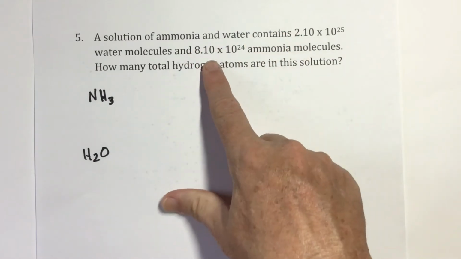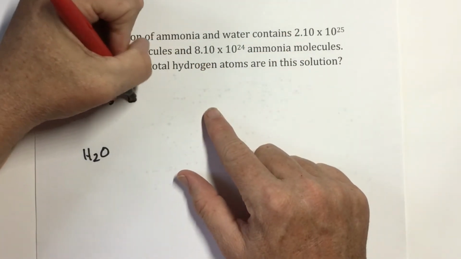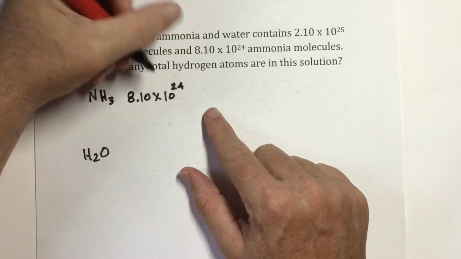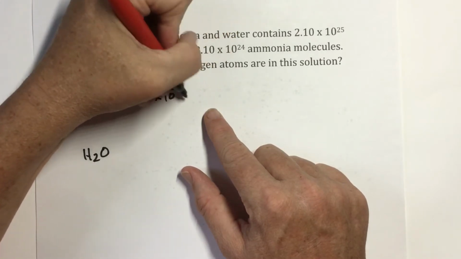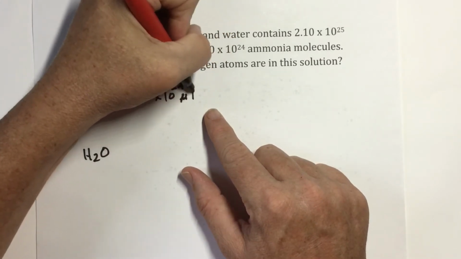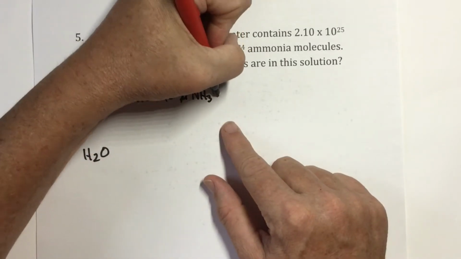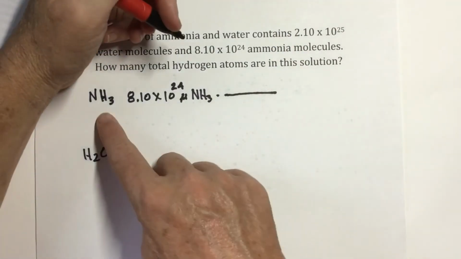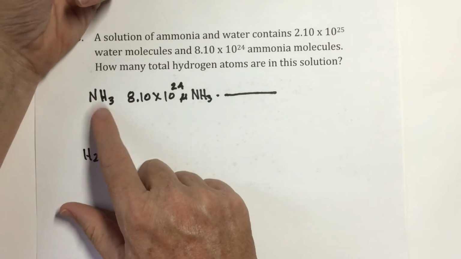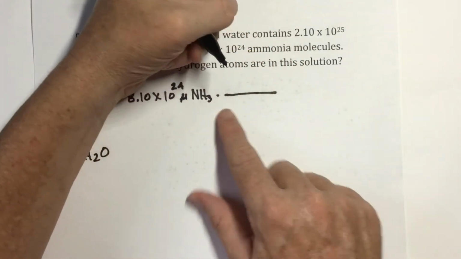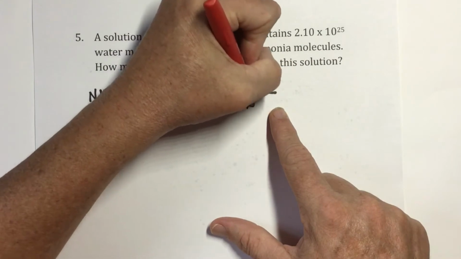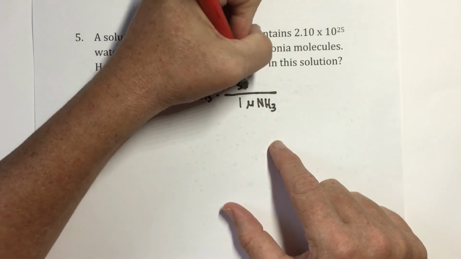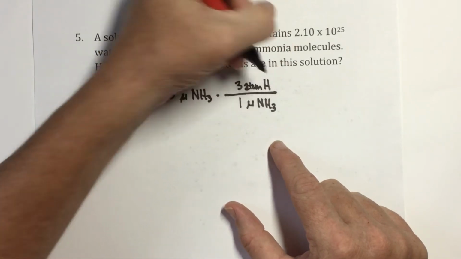So let us begin. I'll start with my ammonia. So if I have 8.10 times 10 to the 24 ammonia molecules, so that's molecules of NH3, I want to convert that. I'm going to find out how many hydrogen atoms are in there. Well, I know based on my formula that for each molecule, so 1 molecule of ammonia contains 3 atoms of hydrogen.